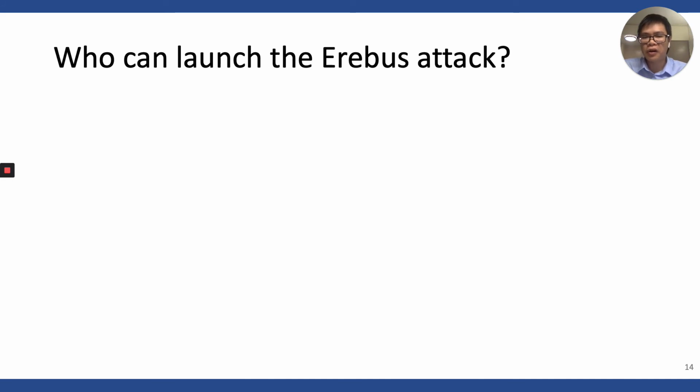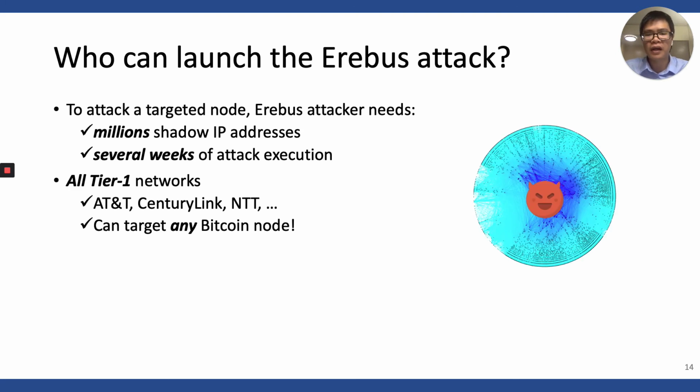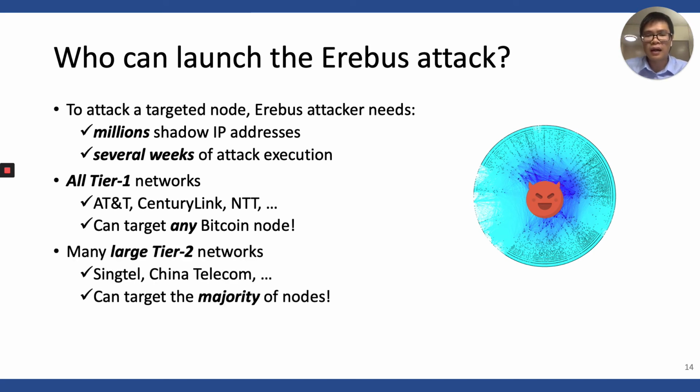You may also wonder who could be the attacker of the Erebus attacks. Let us summarize that the attacker should be able to easily collect millions of shadow IPs and also patiently wait for several weeks. Based on these criteria, we found that all tier 1 networks like AT&T, CenturyLink, and NTT can launch this attack against any Bitcoin nodes. Also, large tier 2 networks like Singtel or China Telecom can target the majority of Bitcoin nodes.